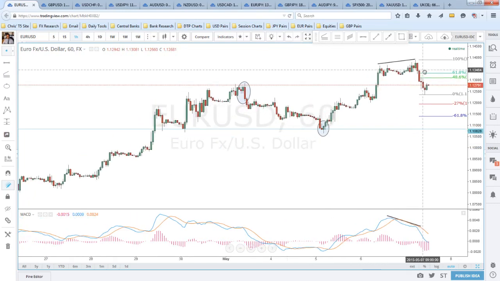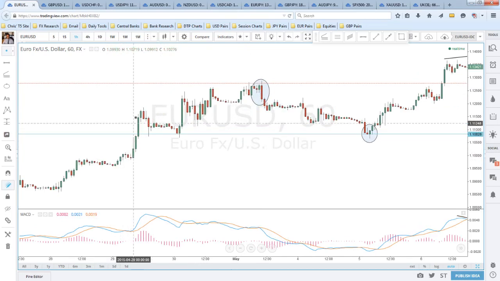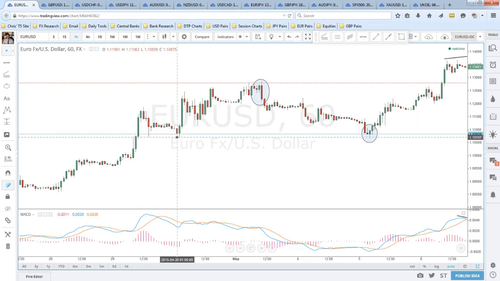We'll back up a little bit here, and looking at right here before we went into this correction, price rallied. Strong bearish candle led into a three-wave corrective cycle.